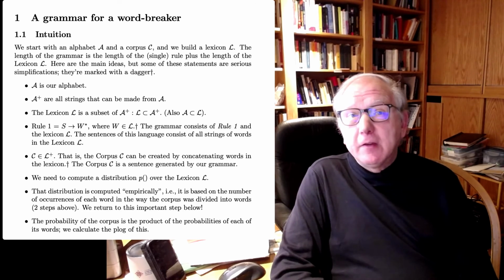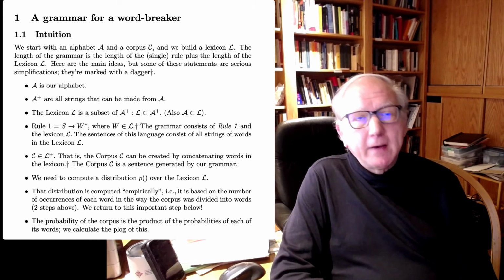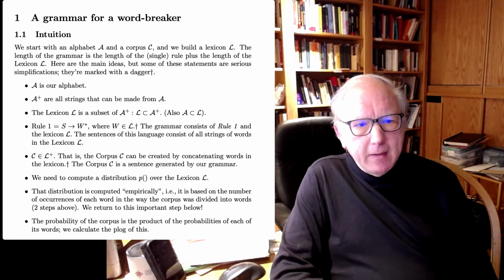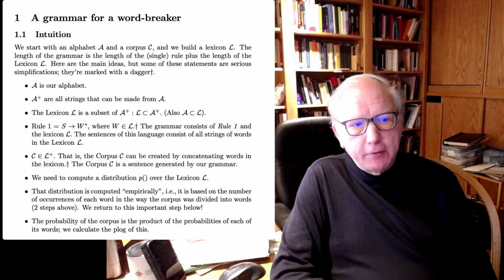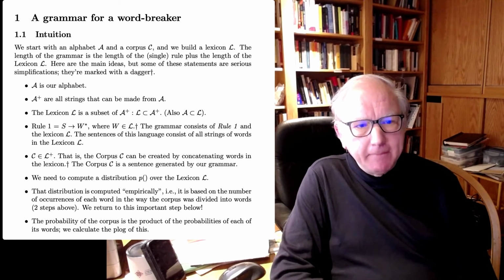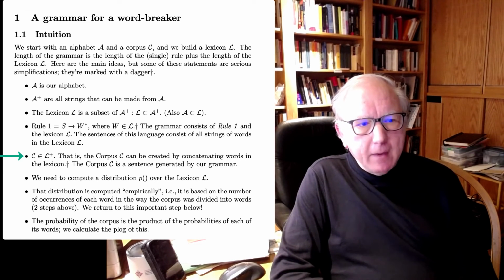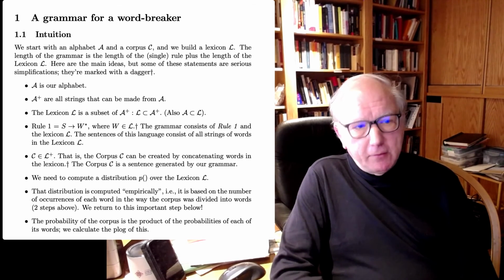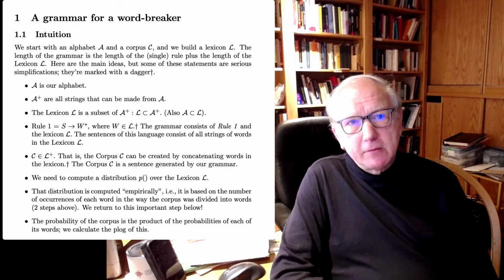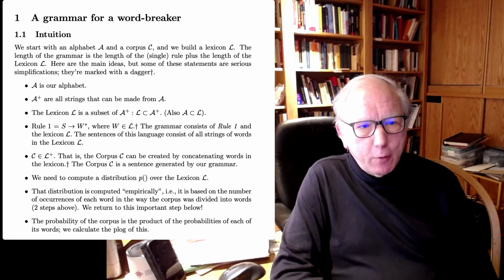The grammar consists, as I just said a minute ago, of rule 1 and the lexicon L. And the sentences of the language, those are the things generated by rule 1, consist of all strings of words in the lexicon. And of course, the corpus is one of those sentences. The corpus is in L plus, that's to say it's a sentence. The corpus C can be created by concatenating words in the lexicon. The corpus C is a sentence generated by a grammar, right?